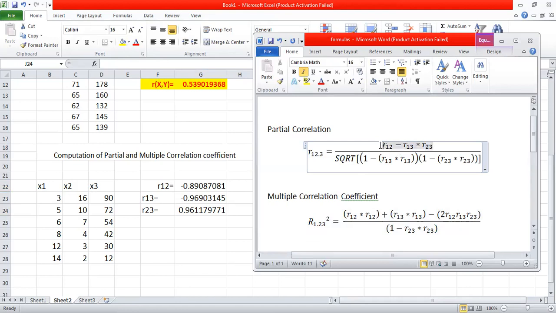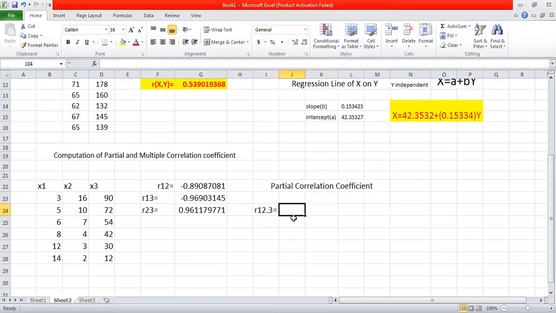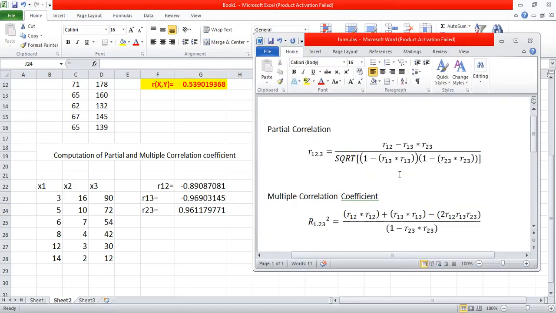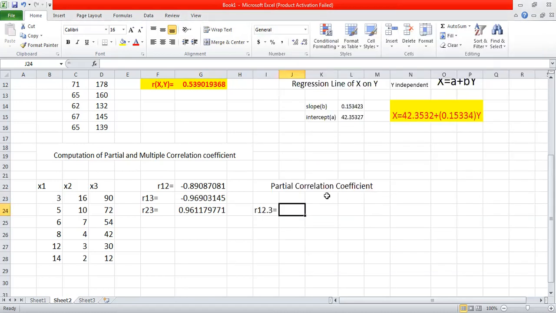What is the formula for the numerator? If you see, the formula for the numerator is this one: R12 minus R13 into R23. See, R12 minus R13 into R23. So first calculate the numerator for this.